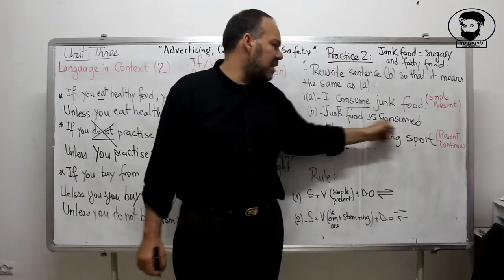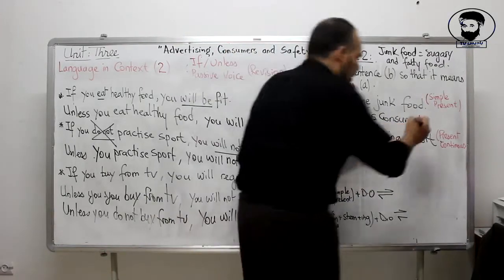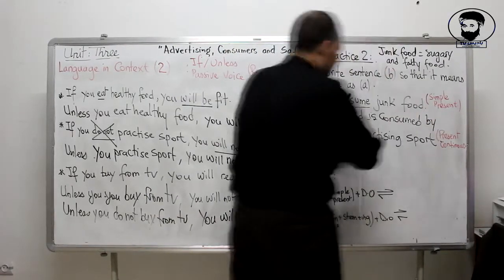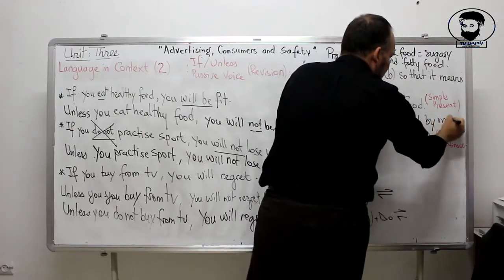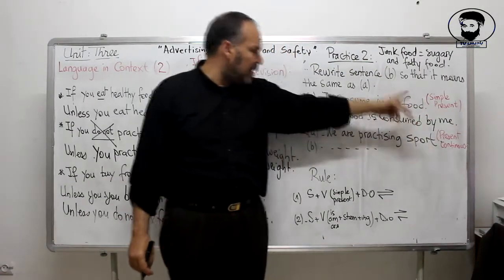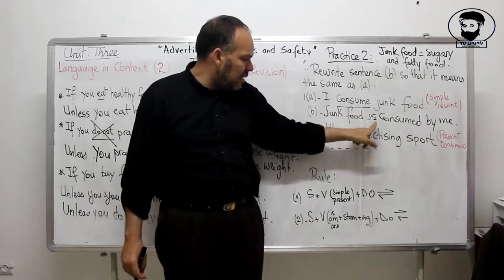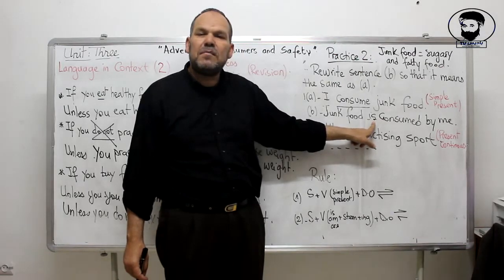Consumed is to be plus the past participle of the verb. This is the rule of the passive. By: I becomes me. So, junk food is consumed by me, which has the same meaning as I consume junk food. Because consume is in the simple present, I use the verb to be in the simple present.